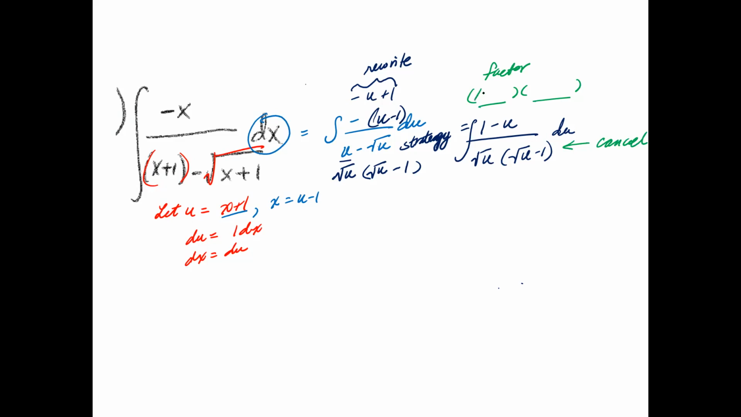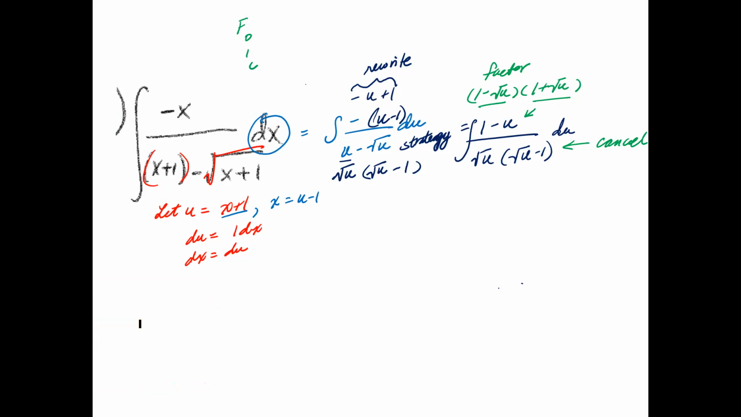Could it be possible if I do 1 minus the square root of u, 1 plus the square root of u? If I were to go ahead and FOIL this, would that give me 1 minus u? And it would. If you're not sure, try it. Make sure you do the FOIL, and I will tell you right now, it will give you 1 minus u. And this is good because if I do it this way, then look what happens.